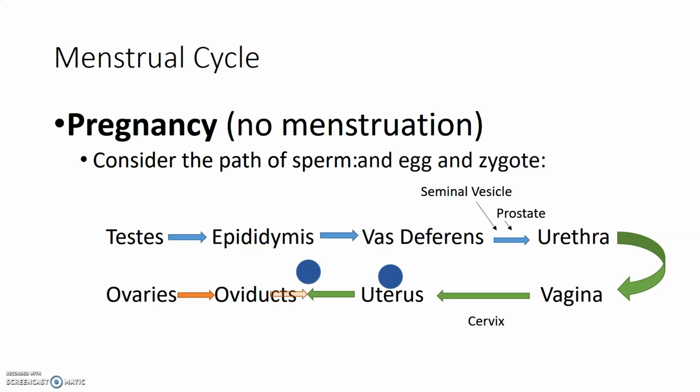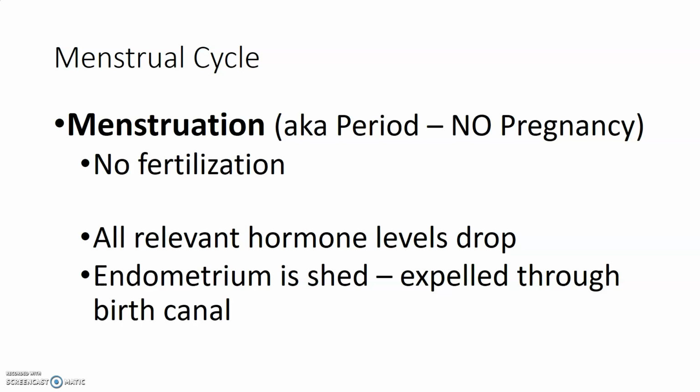But let's say a female ovulates, there is no sperm there to meet the egg, and so if that happens, you end up with a period, which means that there's no pregnancy. You have shredded your uterine lining. All your hormone levels drop. That's why people can feel cranky and irritable and tired during their period, because they are experiencing a drastic change in hormones. Also, you're bleeding, and that's not pleasant. Endometrium is expelled through the birth canal.